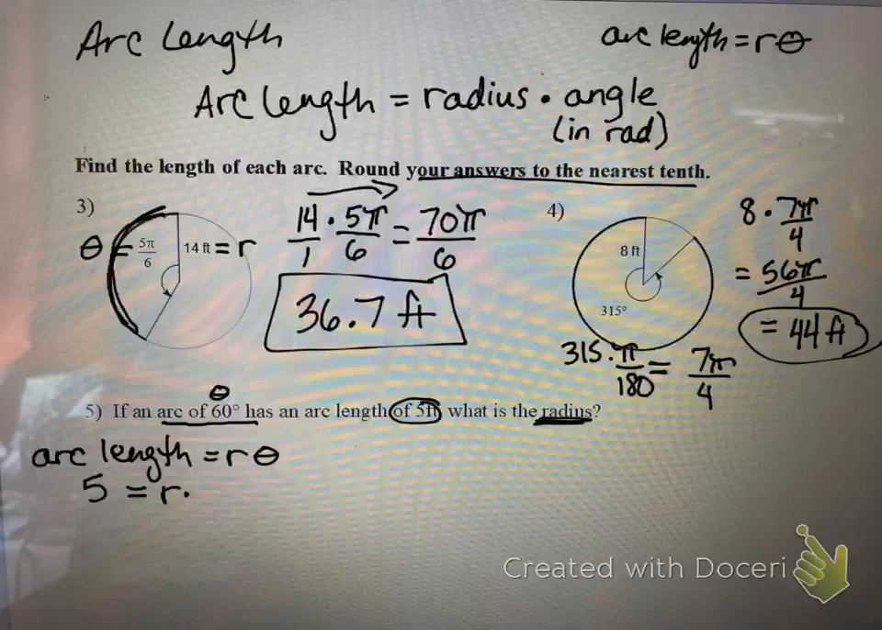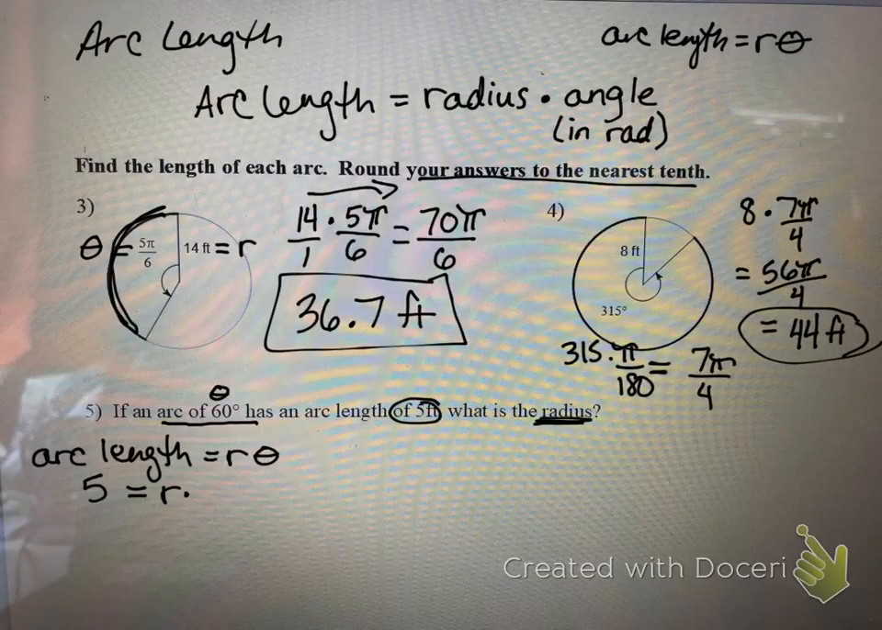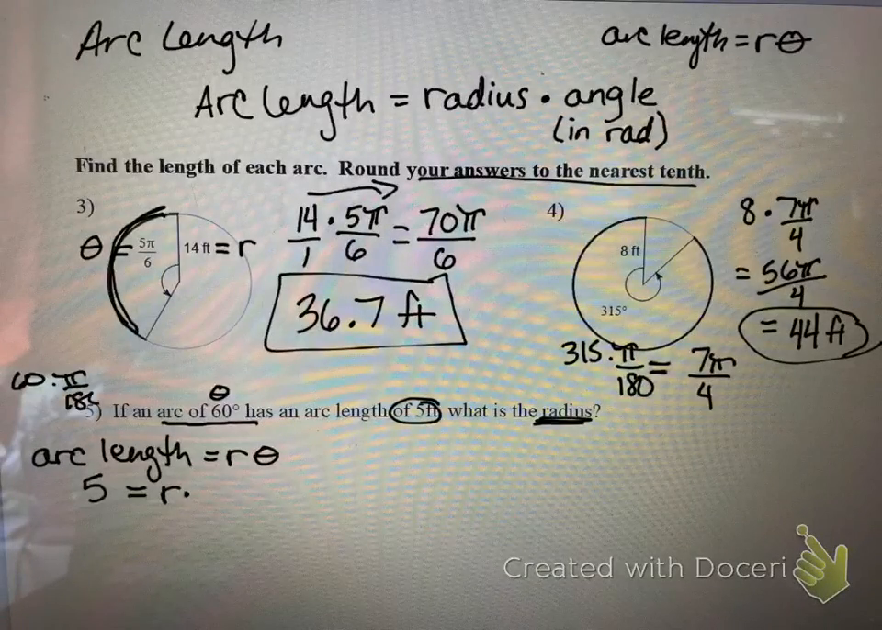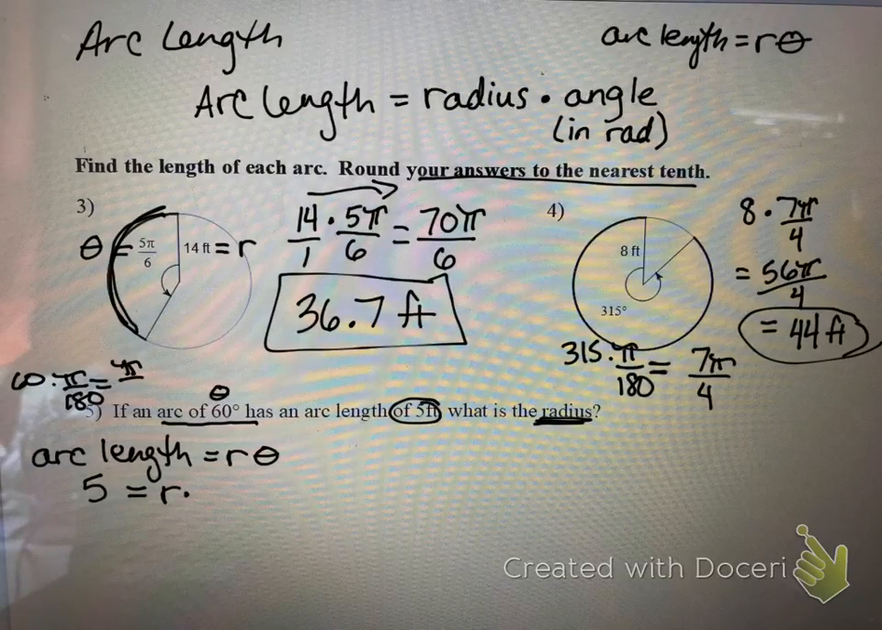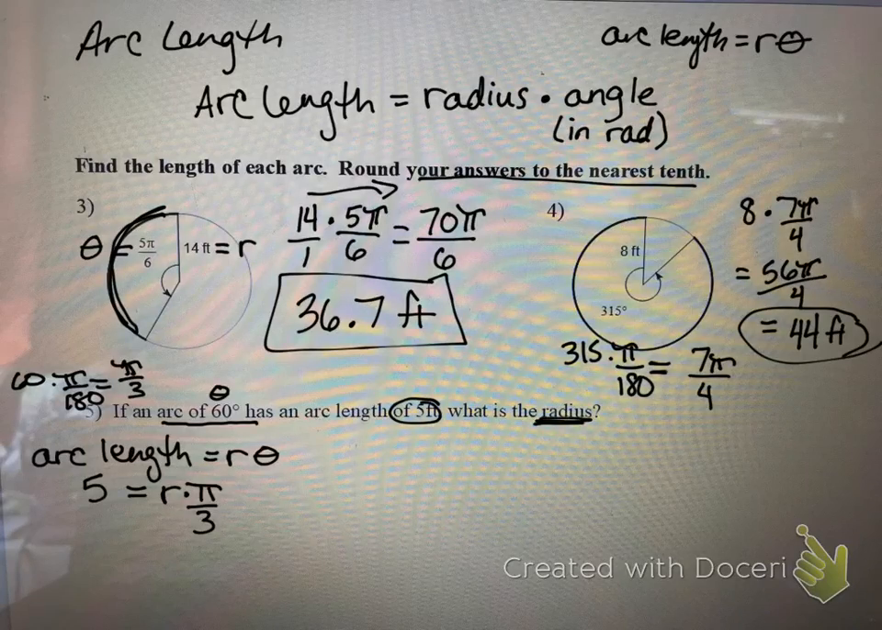And then my 60 degrees, I do have to convert that to radians because right now I have it in degrees. So I'll do some work off to the side here. So 60 times pi over 180. Once you reduce that, we end up with pi over 3. So this is my little equation that I have to solve: 5 equals r times pi over 3.